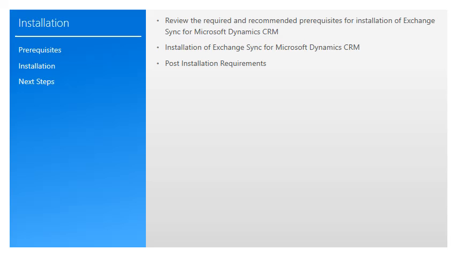Once the prerequisites have been verified, the installation process will commence. This will install the Exchange Sync application, the Exchange Sync console, and the Exchange Sync AutoSync Windows Service application. Once installation is complete, the configuration wizard can be launched. This will be demonstrated in a separate video.